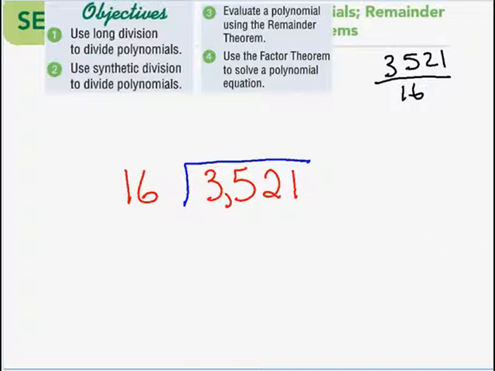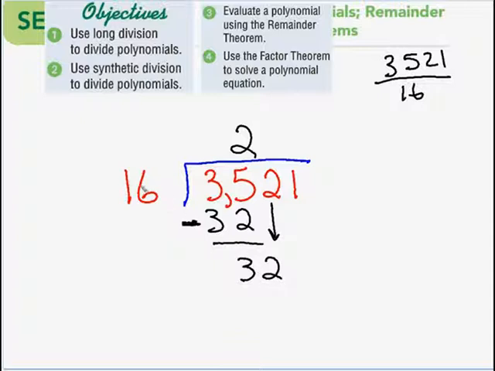Now here is the way I learned it oh so long ago. I want to divide 16 into this number, so first I check, does 16 divide into 3? No, it doesn't. So I start looking at the first two numbers, 35. Does 16 go into 35 how many times without going over? Well, it goes in twice, so I'm going to put the 2 up top. 2 times 16 is 32. And then here we always subtract. 35 minus 32 is 3. And we bring down the next term, 2.